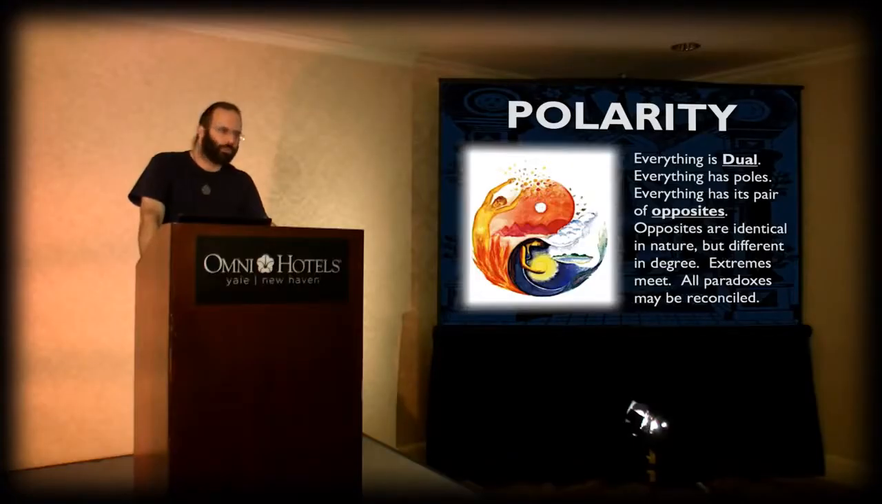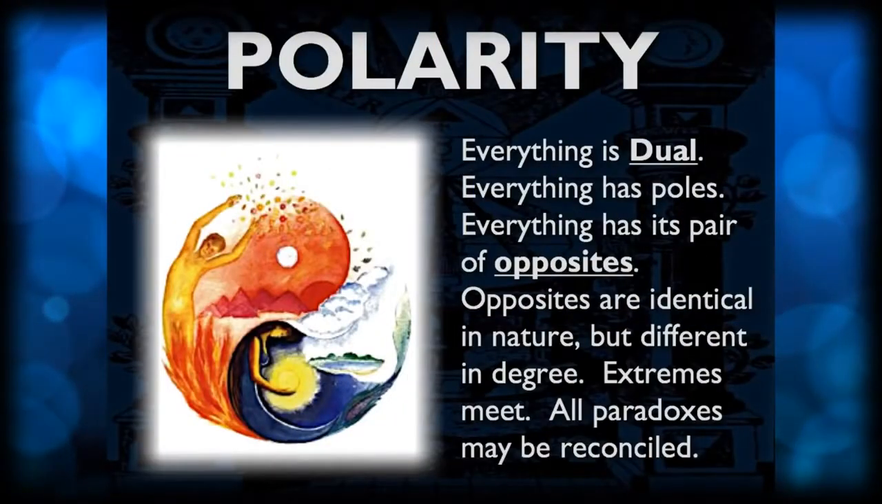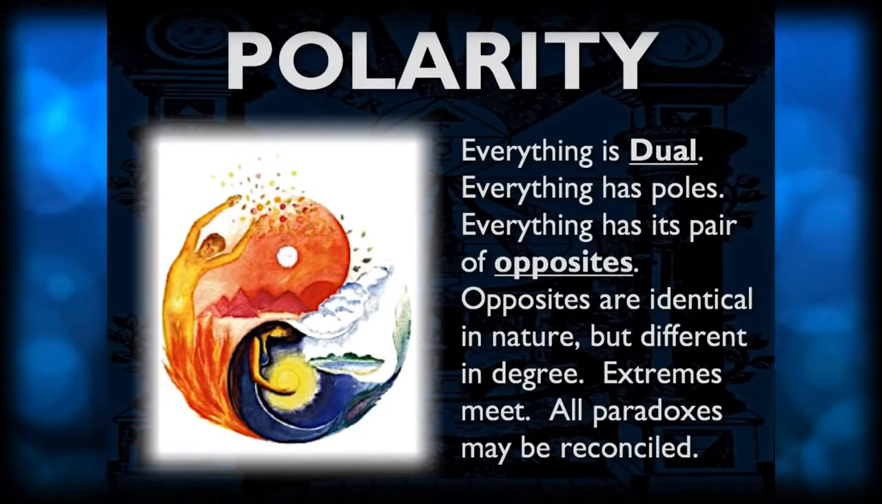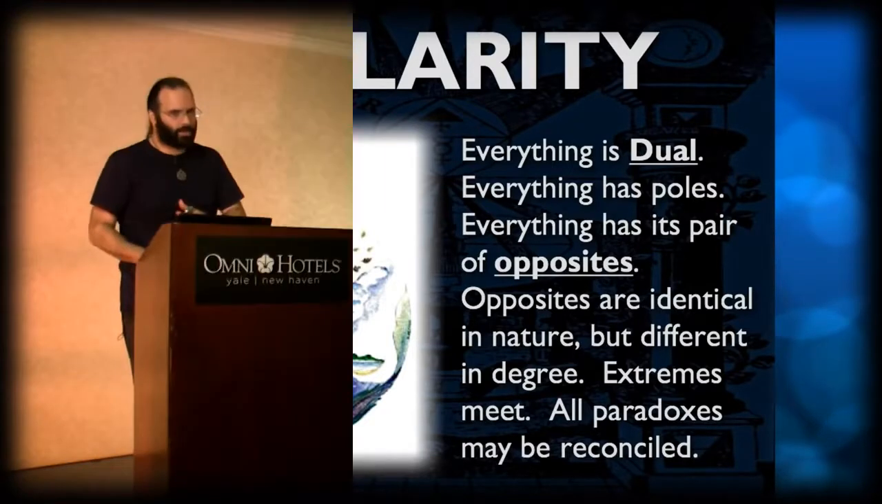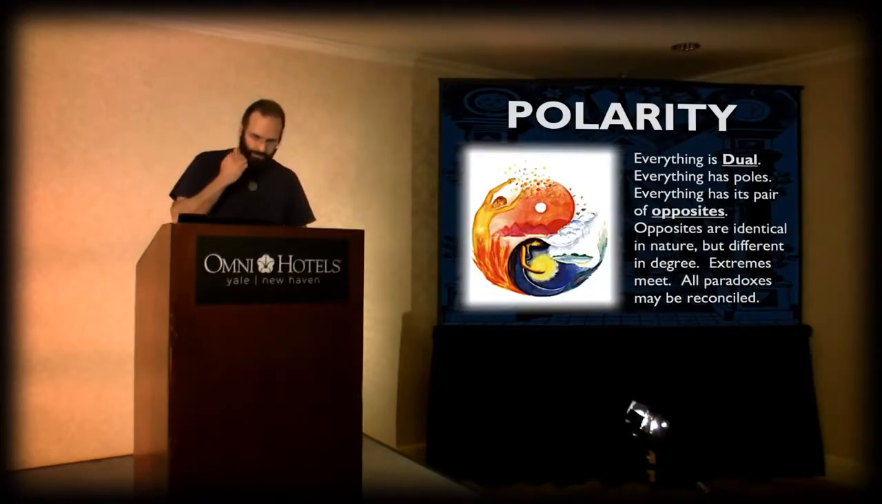The principle of polarity states that everything has a dual nature to it. There are polarities in everything that exists, okay? Everything has poles, everything has its pair of opposites. However, opposites are identical in nature, but different in degree. So let me give you an example of what that means.